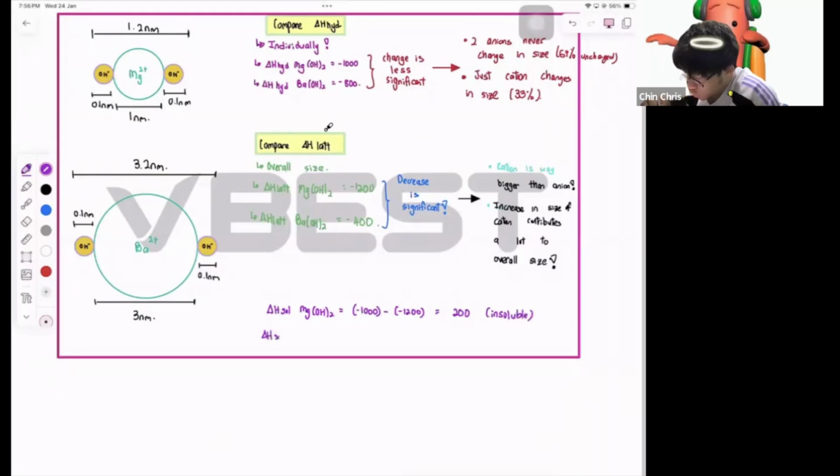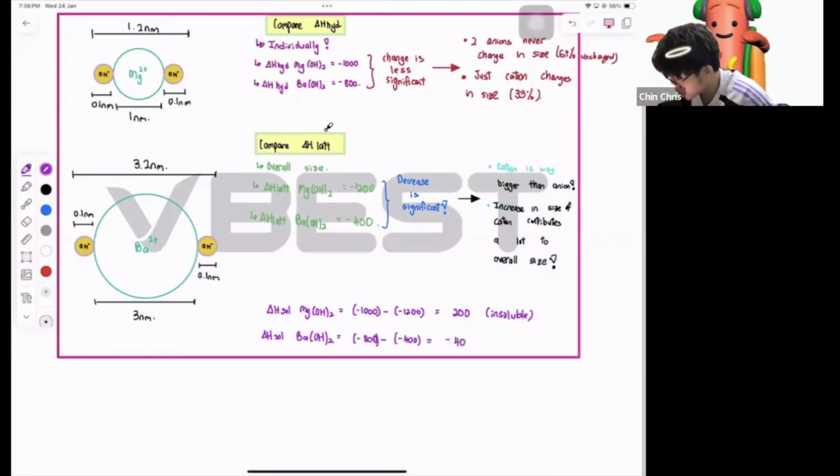But guys, what about the solution of Ba(OH)2? Negative 800 minus negative 400. It's negative 400, soluble. That is the reasoning.